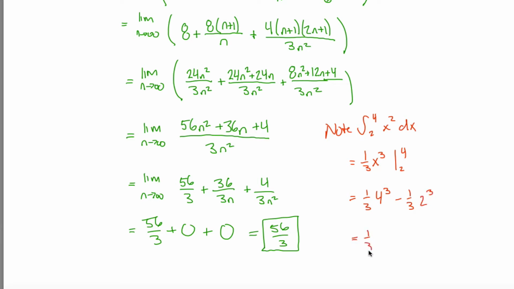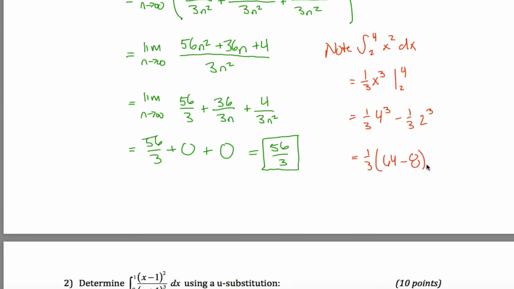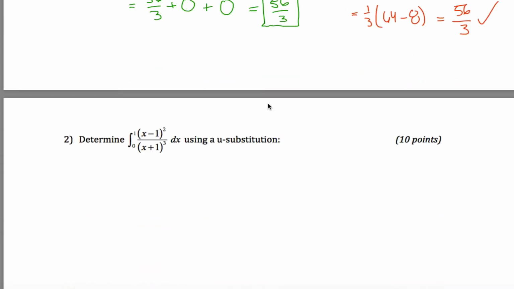So I have 1/3 times 4 cubed is 64. 2 cubed is 8. So what I get is 64 minus 8 is 56. Times 1/3 is 56 thirds. Looks like a nice little check there. Didn't have to do that, just an FYI.